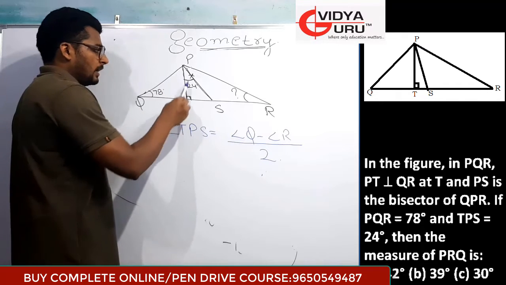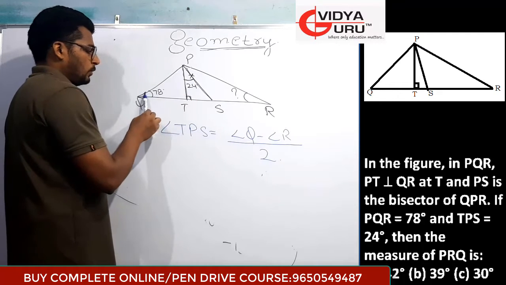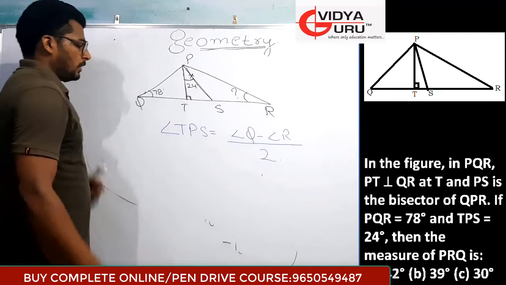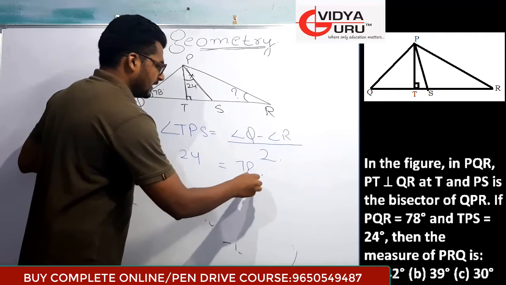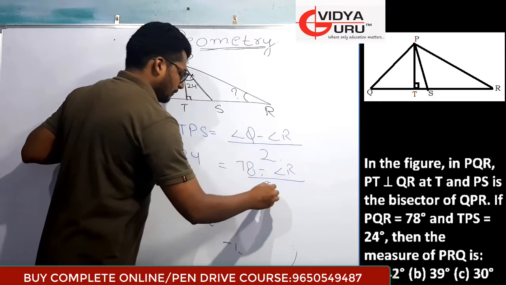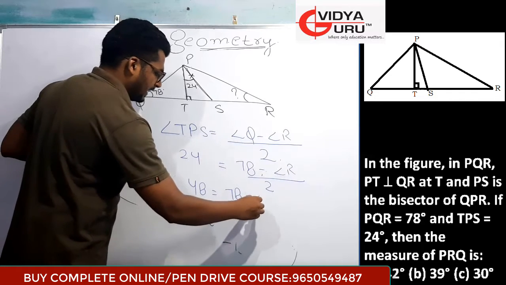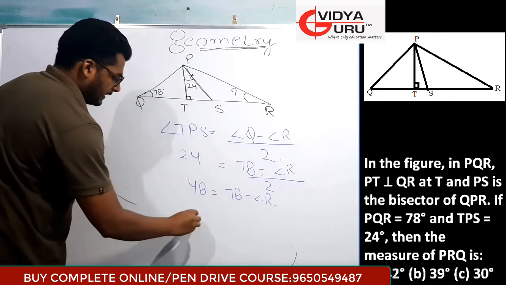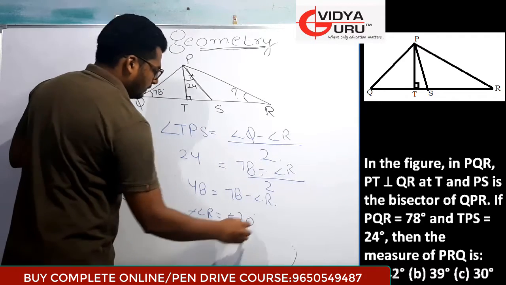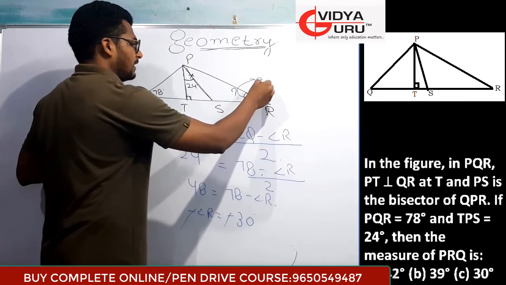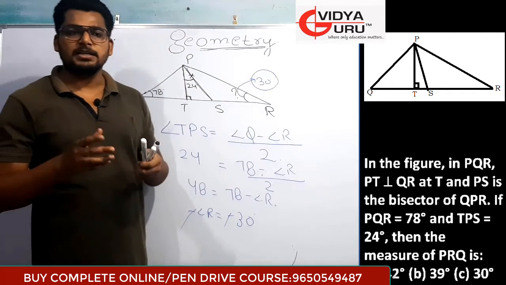If this is perpendicular and this is angle bisector, then angle TPS, that means this angle, will be equal to angle Q minus angle R by 2. What is TPS given? 24. What is angle Q given? 78. I need to find angle R. If 2 will be multiplied this side, 48 will be equal to 78 minus angle R. Minus angle R will be equal to minus 30 degree. Minus will be cancelled out. Then what is the measure of angle R? 30 degree. 30 degree is the answer of this question. Option number C is correct.